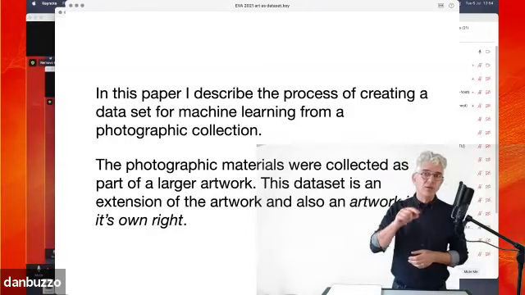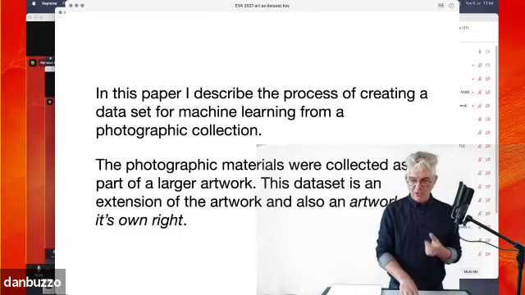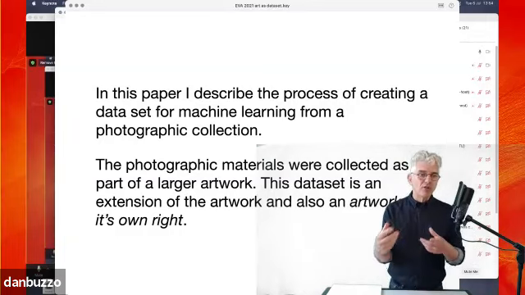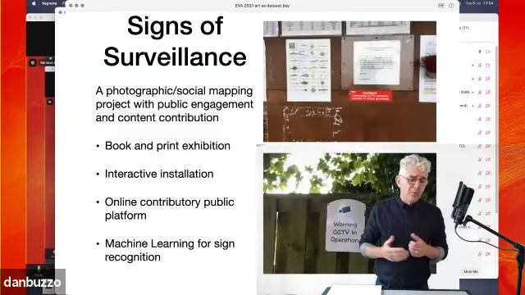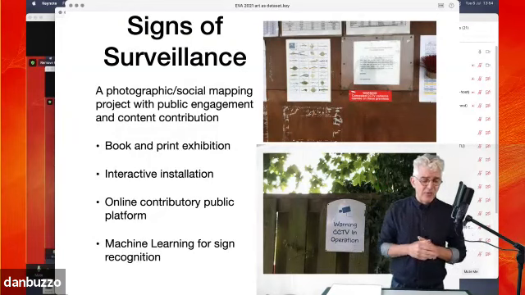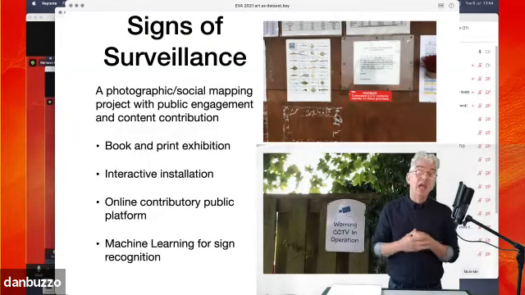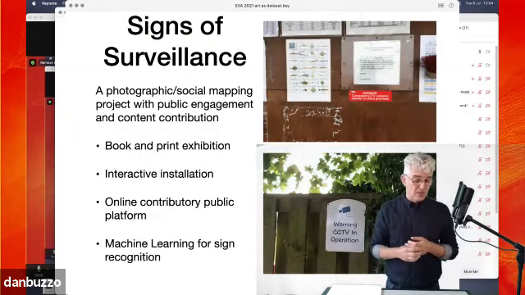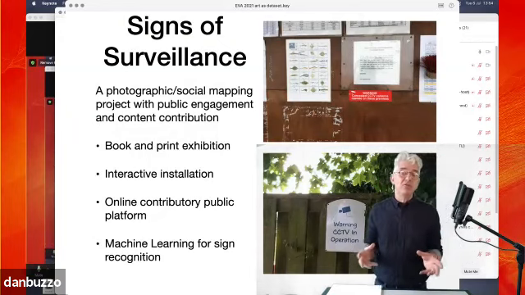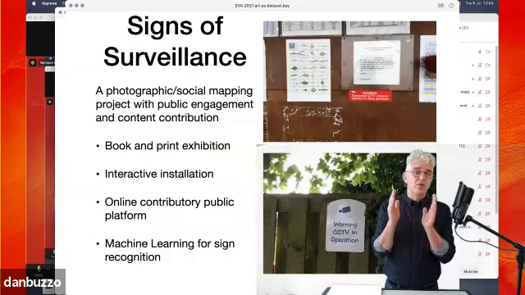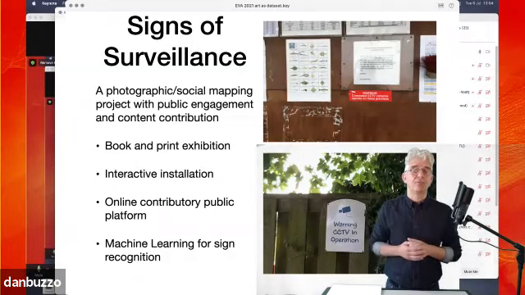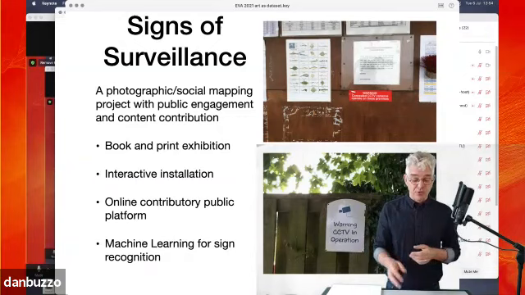And this led me through a series of discussions and realizations and connections that other artists and philosophers and technologists were talking about. The project was called Signs of Surveillance, and it was a photographic social mapping project, and out of it came a book and a print exhibition and an interactive installation, and now a machine vision set for training computer systems.